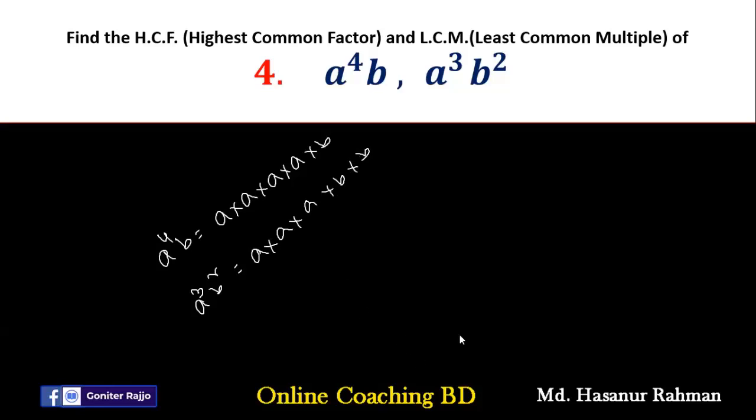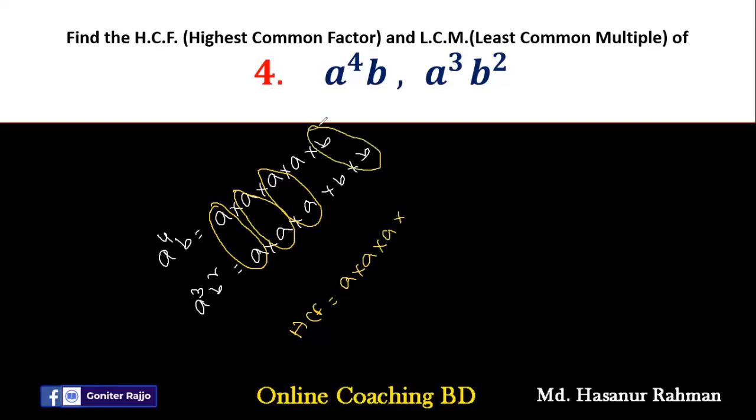Now, if I want to find out our HCF, then how can we find out? We have to find out the common factor. Look, this a is common, this a is also common, this a is also common. So, there are 3 a's that are common in both numbers. And this 1 b is common in both numbers. So, we can say a cube b will be our HCF. Very simple.